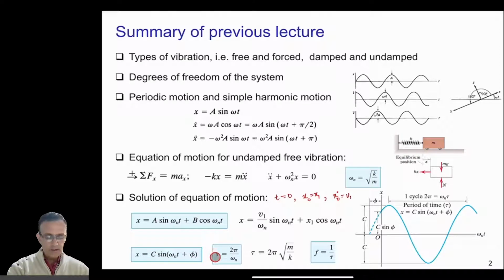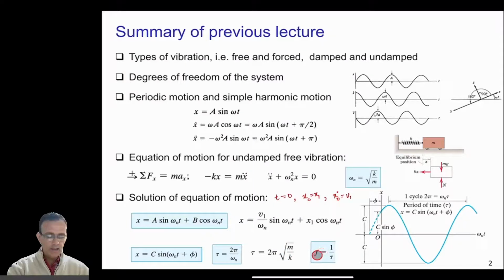Again, we can see that the time period is just 2 pi divided by omega n. Omega n here is the natural frequency, and tau is the time period here. If you just put in the value of omega n, which is the square root of k divided by m, tau becomes 2 pi times the square root of m by k.